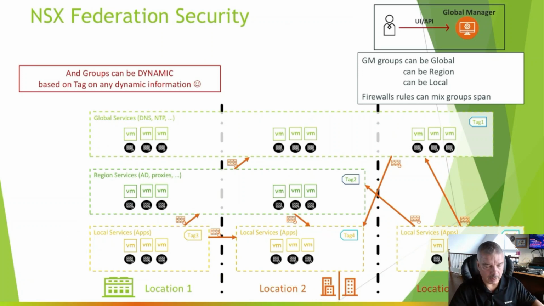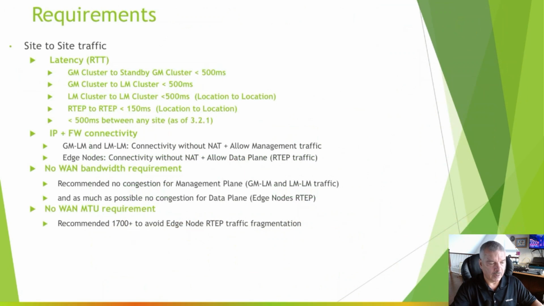So that's pretty much it. Requirements: I talked about some of these things, because as of 3.2.1 now, global manager cluster to standby cluster is 500 milliseconds or less. Global manager cluster to local manager cluster is 500 milliseconds or less. Local manager to local manager, 500 milliseconds or less. RTEP to RTEP, and I talked about the RTEPs, that's still at 150. So technically speaking, if you decide you're going to do stretch networks, which you're probably going to do, to be honest with you, you still have this 150 milliseconds between sites.